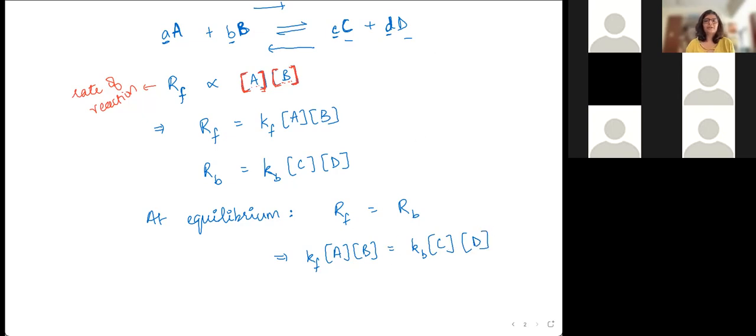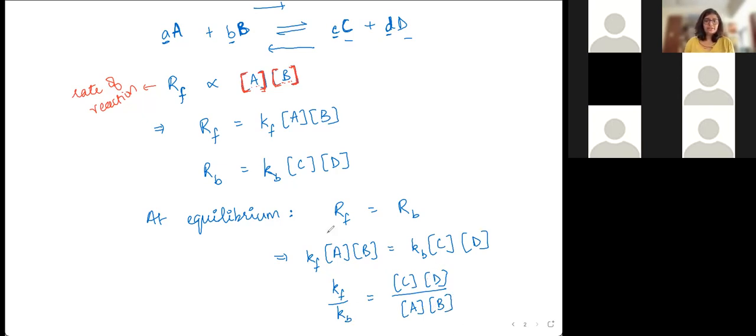of D. Let's get all the similar things on one side. So the constants will be on one side. Let's say Kf upon Kb equal to concentration of C upon concentration of D, concentration of A into concentration of B.